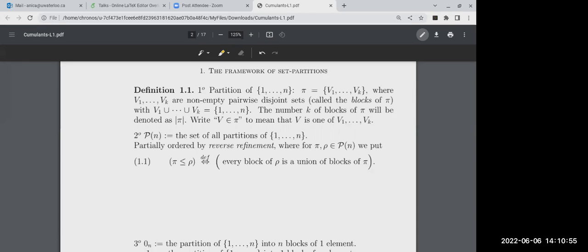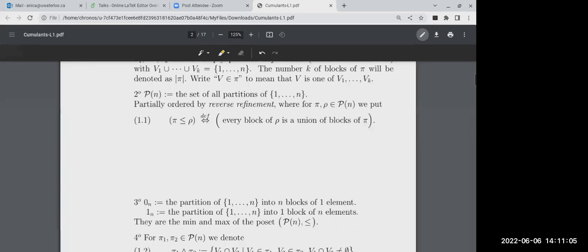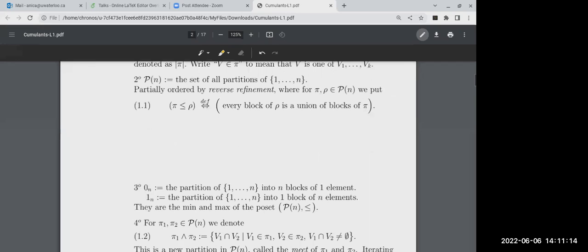So pi is a set of subsets of 1 to n, which together give you 1 to n, and they are called the blocks. Very important, we have P of n, the set of all such partitions. And we have a partial order by reverse refinement, and let me draw it here.